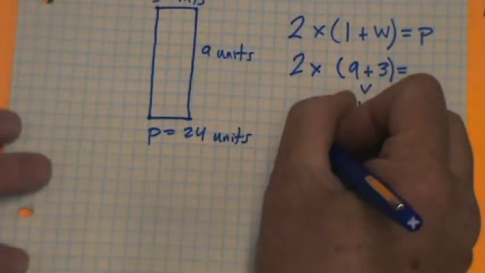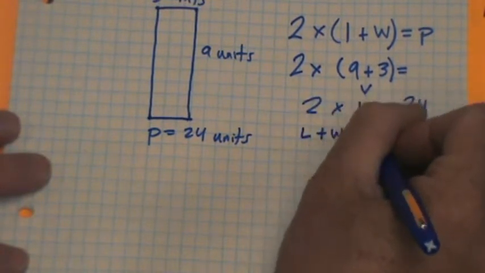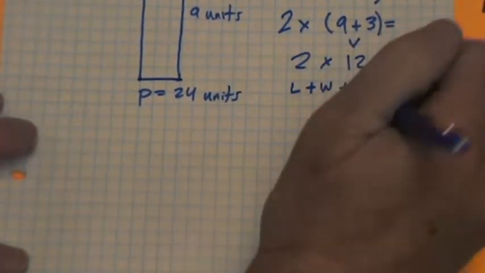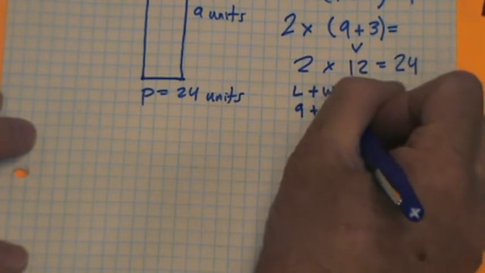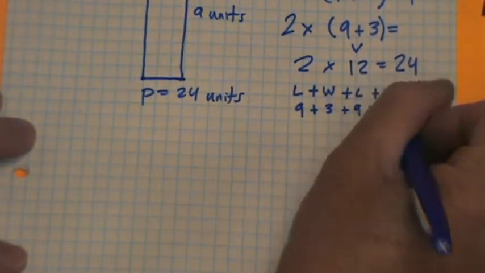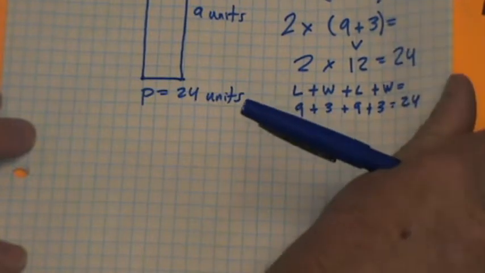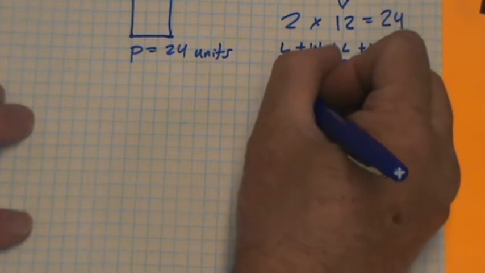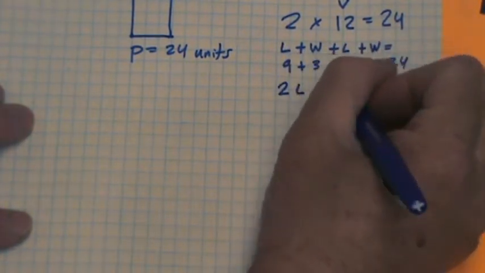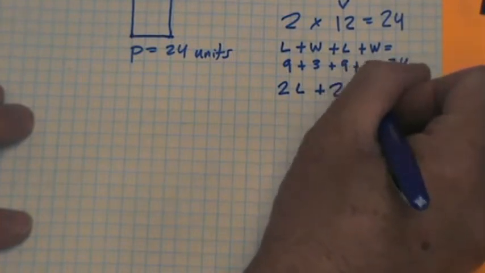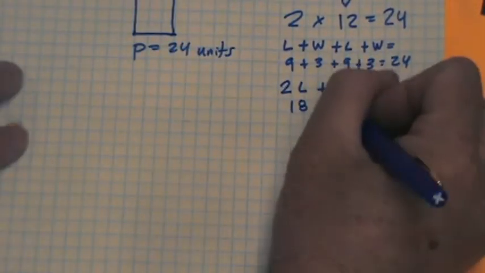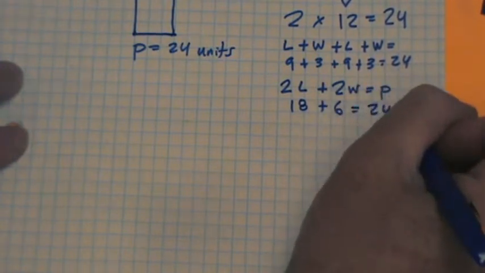We can go length plus width plus length plus width equals, so in this case, it would be 9 plus 3 plus 9 plus 3. And of course, that would equal 24. And there's another route to defining perimeter too, and that is, we would go 2 times length plus 2 times width would equal the perimeter. In this case, 2 times length, that would be 9 times 2 is 18, plus 2 times 3, which is 6, would equal, once again, 24.